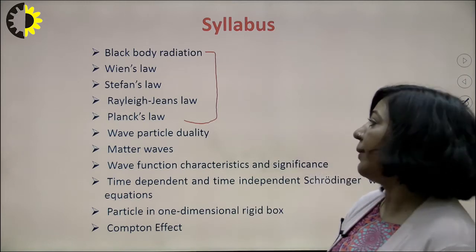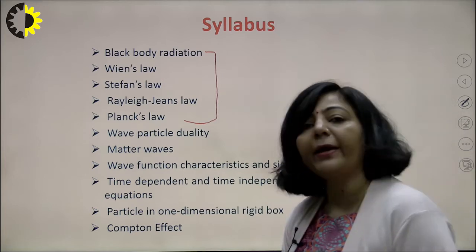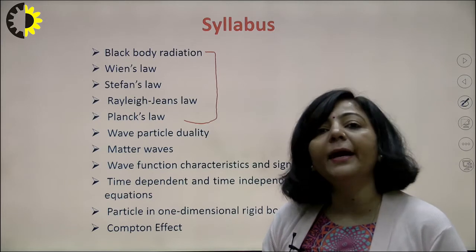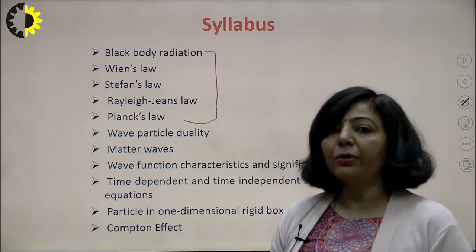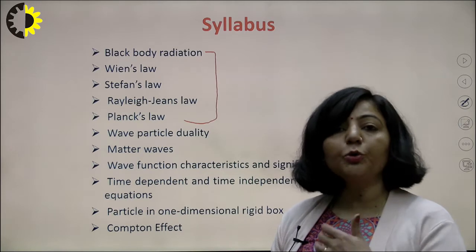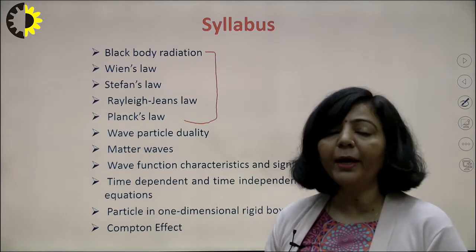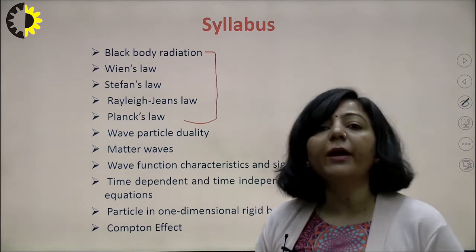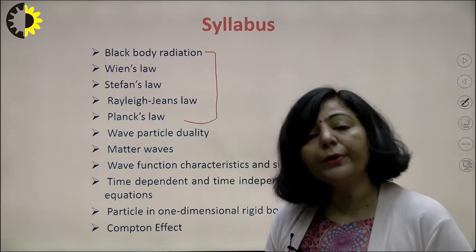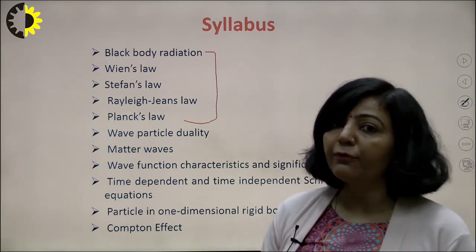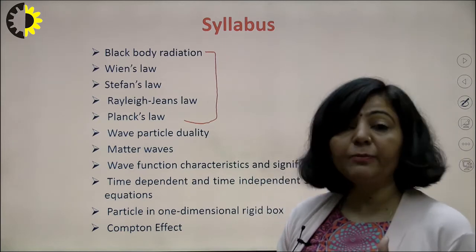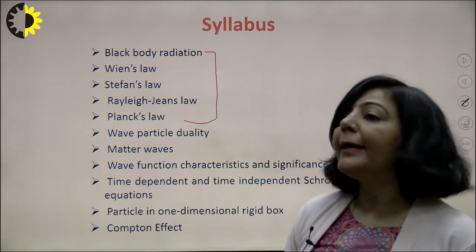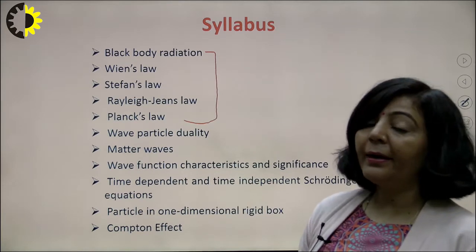After this, we have wave particle duality. It is a very interesting fact that light can behave like a particle as well as a wave. Why am I saying that? Because light shows interference, diffraction and polarization phenomena, and only a wave can show these. And you also know that light can show the photoelectric effect and Compton effect, which can be explained only if light behaves like a particle. It means light has dual nature.